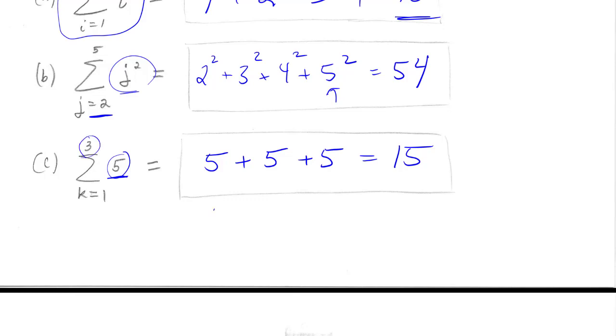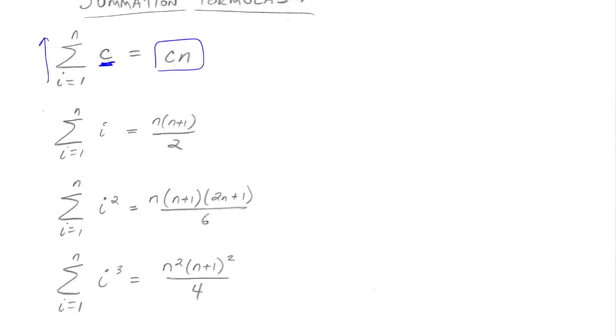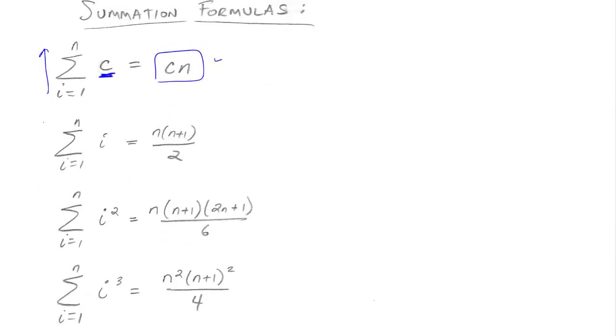So we got 5 times 3, or 15. So that one makes a lot of sense. All right. The next one, summing up i from 1 to n, is a big historical problem.